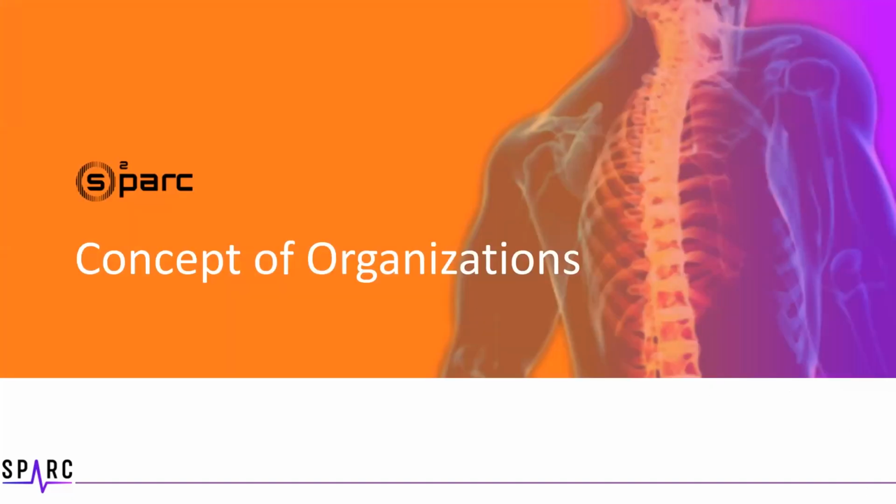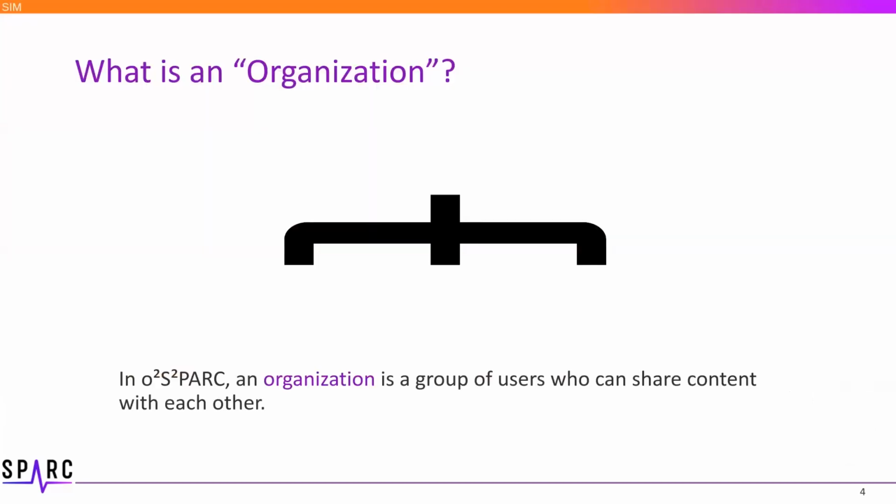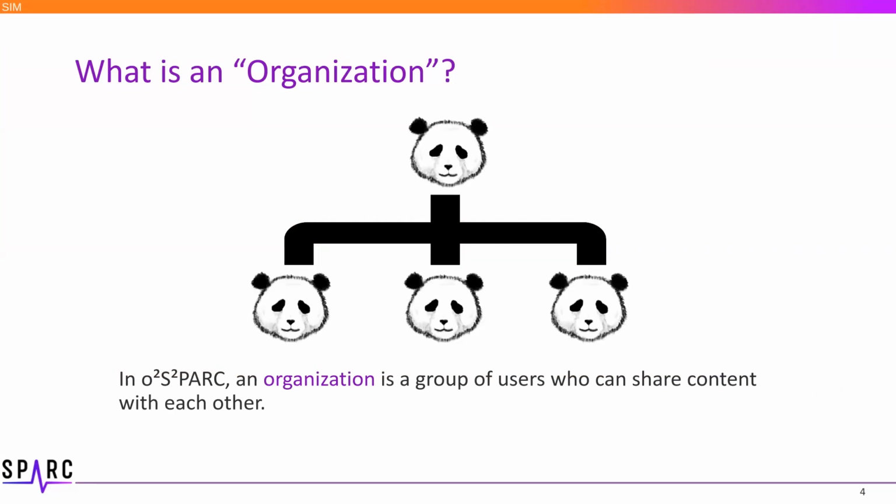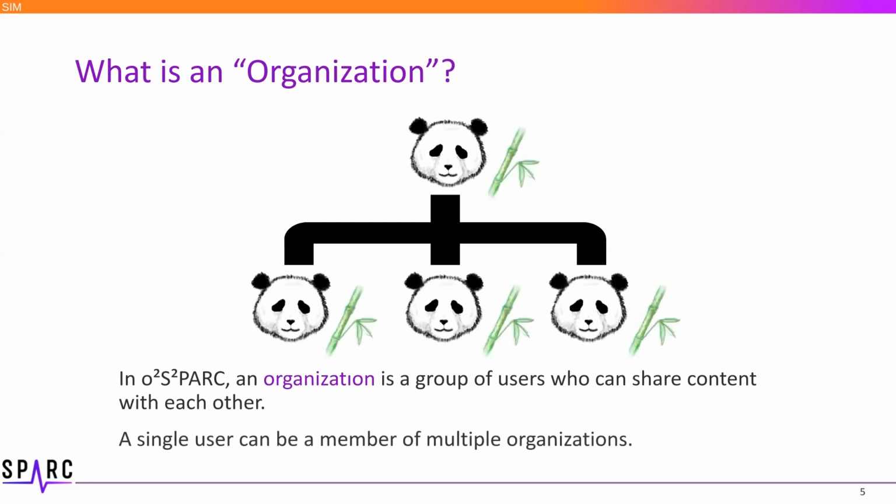Getting straight to it, let's just start with what we mean by organizations. So what is an organization on o²S²PARC? An organization is basically what we call a group of users that can share their content with each other. So this could be, for example, yourself, and then the research team that you work with, whom you'd like to collaborate on studies with. Any user can be a part of multiple organizations and share with multiple of these members.